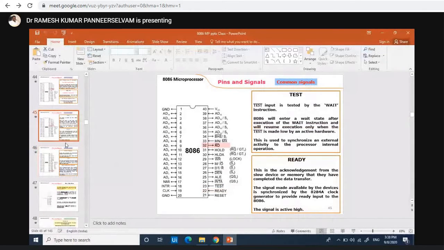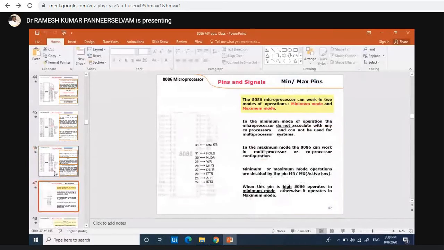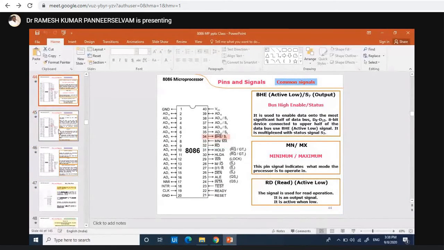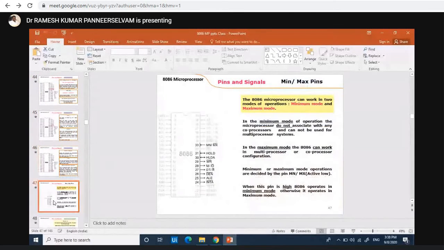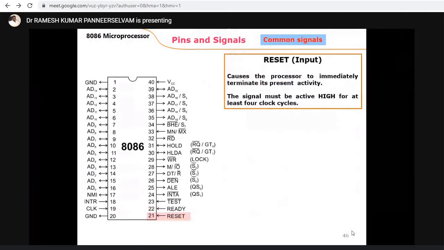You can see ready is over, reset is over, but ground is missing. So here you have ground on pins 1 and 20. They are used to represent the ground signal, to close any circuit.